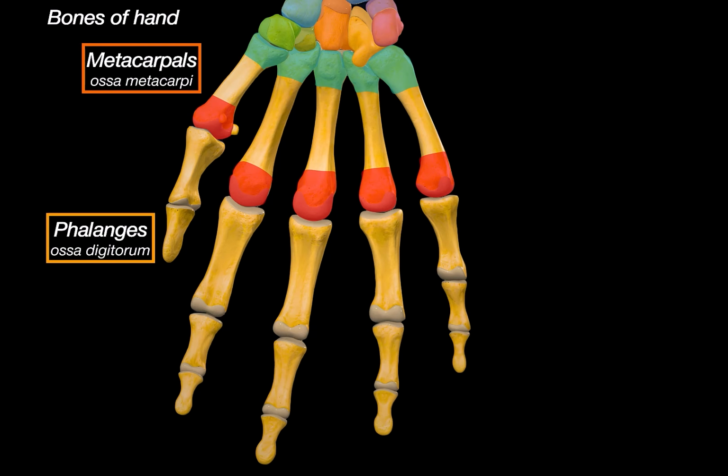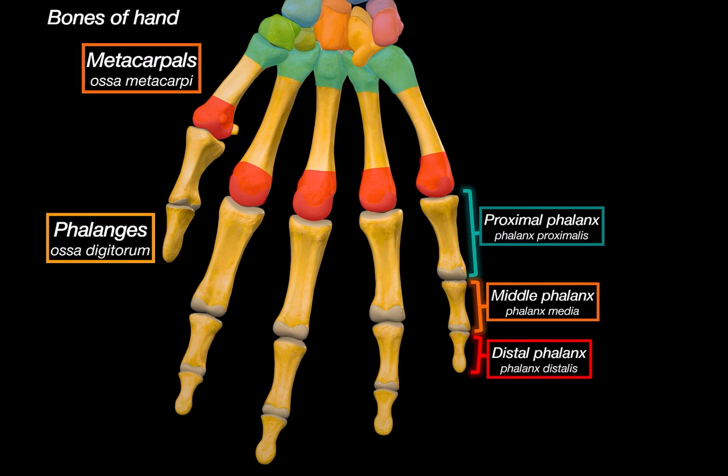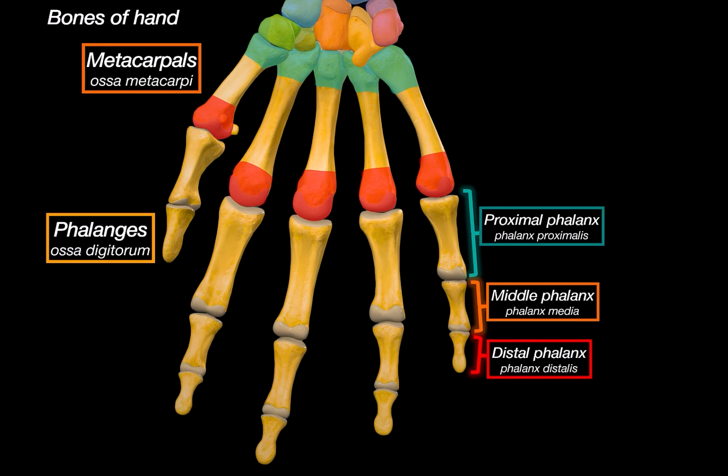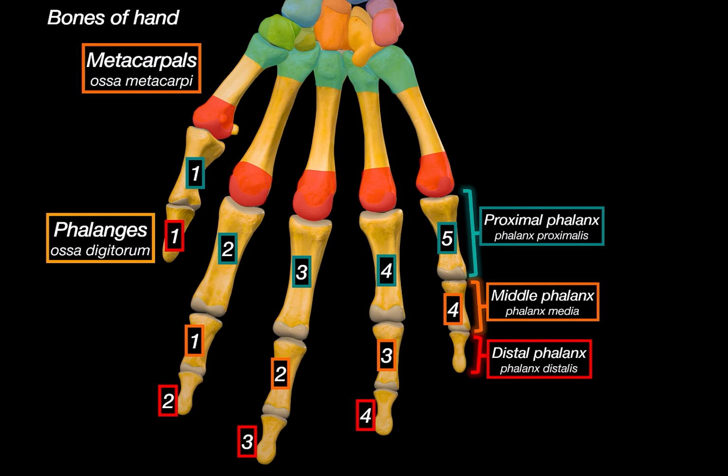Each digit is made up of phalanges, and they are categorized into 3 parts: proximal, middle, and distal. The exception is the thumb, which only has 2, a proximal and distal phalanx. The proximal phalanges are the first ones, and all 5 digits have 1. The middle phalanges are 1, 2, 3, and 4. Only the 2nd through 5th fingers have these. The thumb does not have a middle phalanx. The distal phalanges are present on all fingers, including the thumb.